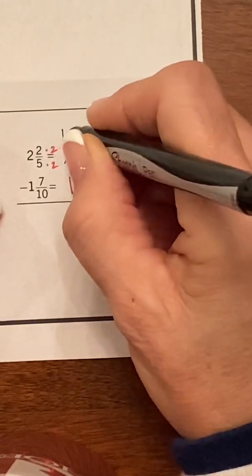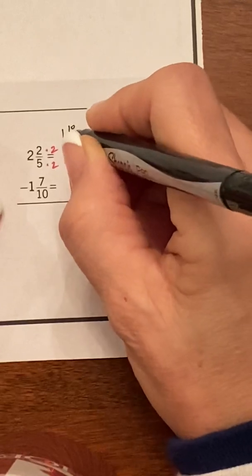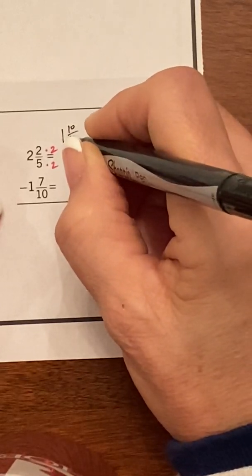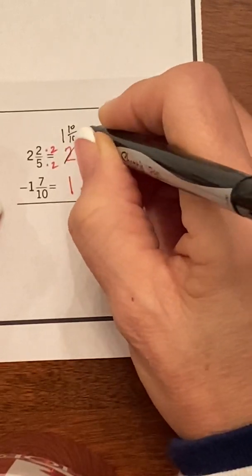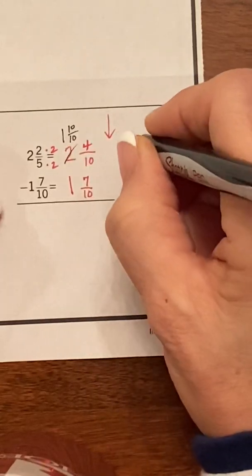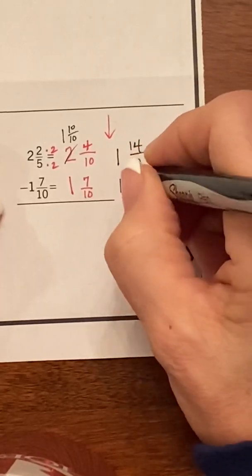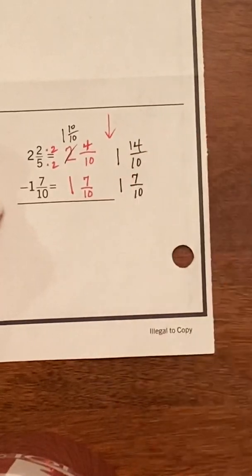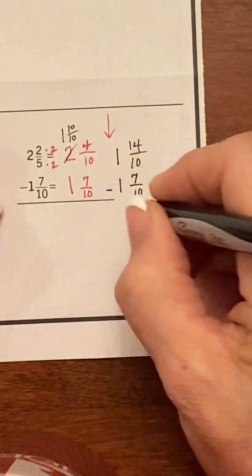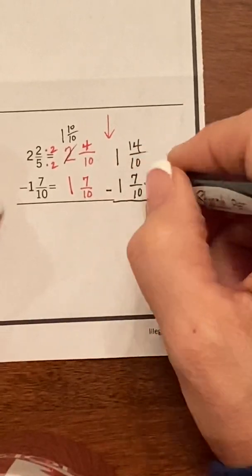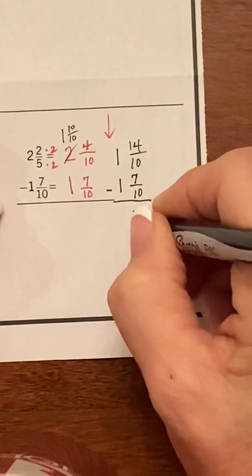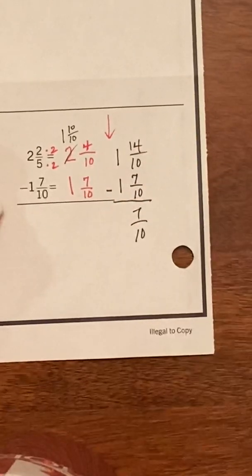So we've got 1 and 10/10. The 10/10 says, I'm going to hop back over. Wee! He hops over, and he and 4/10 become 14/10. The whole number, which was 1, stays. 1 and 7/10. We're going to subtract. 14 minus 7 is 7/10, and 1 minus nothing is nothing.